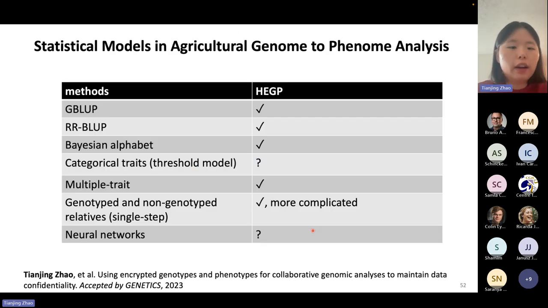In our publications, this paper has been accepted by Genetics, and it will be published very soon. In our paper, we have proved this method works for GBLUP, RR-BLUP, and the Bayesian alphabet, which are the Bayesian linear regression models. And it's quite straightforward that this method also works for multi-trait and single-step scenarios. In the future, we will investigate the application on categorical traits with threshold models and also on neural networks.